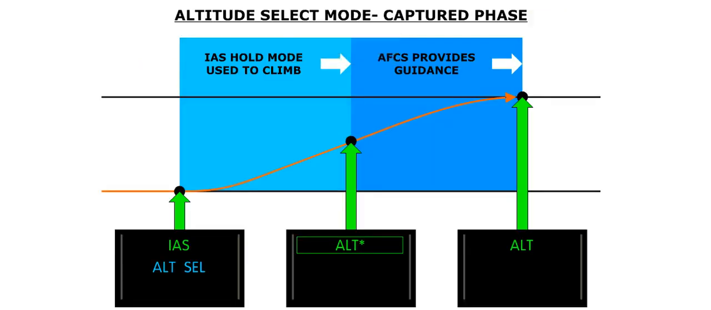When the aircraft approaches the selected altitude, the AFCS will transition to the altitude capture phase. When this occurs, the mode used to fly to the selected altitude is cancelled. The AFCS will provide guidance to capture the selected altitude. The altitude capture phase is indicated by the appearance of the green ALT label on line 1. This label is boxed. The asterisk indicates that the mode is capturing.